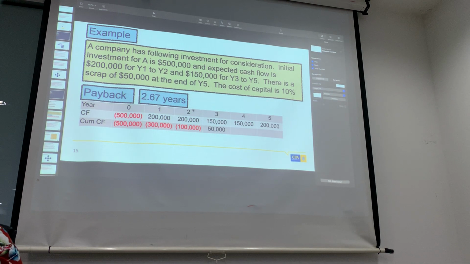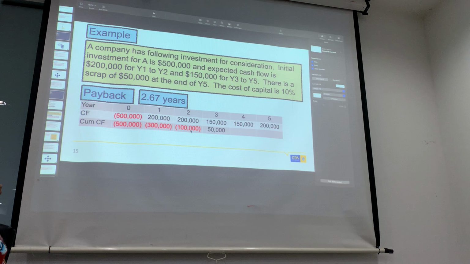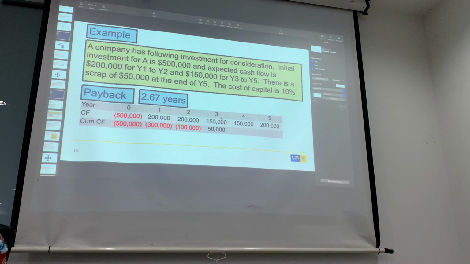You see 2 years, right? Okay, 2 years. You got 100,000 over here, right? You still have 100,000 negative here, right? But you earn 150,000 in year 3, got it? So it's 100 over 150. You should get 0.67, correct? Okay, so it's 2 plus 100 over 150, got it?